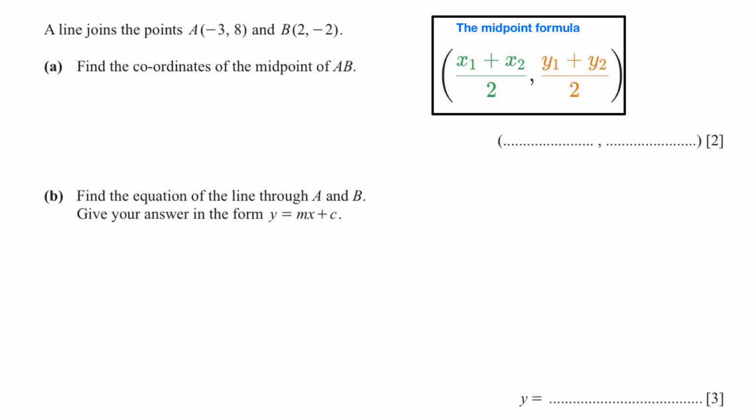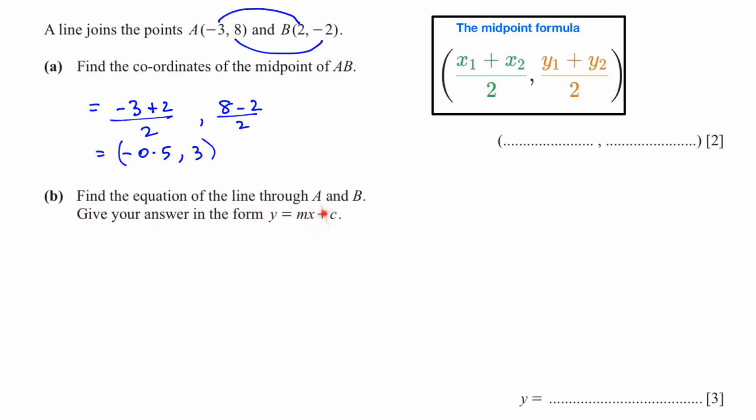It's nothing complicated. You just need to add the two x's. These are the two x's. We add them and divide by 2. And for the y, we add the two y's and divide by 2. That will give us negative 0.5 and 3.